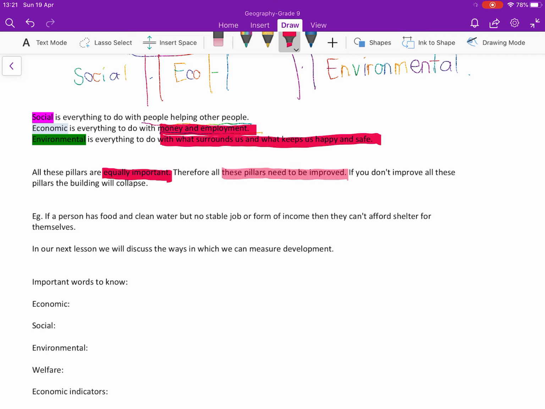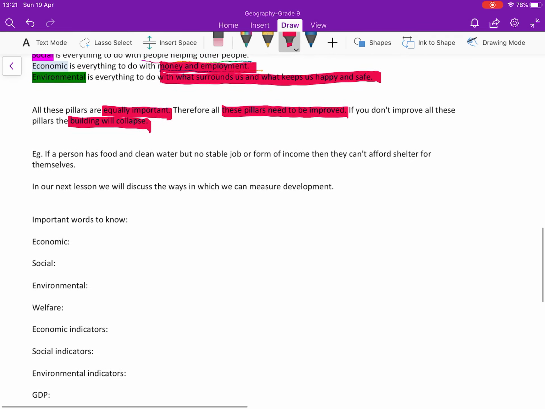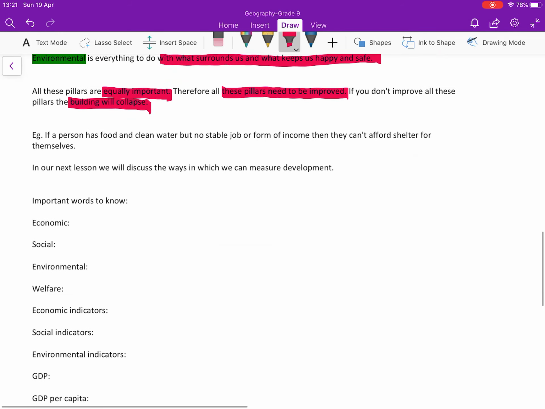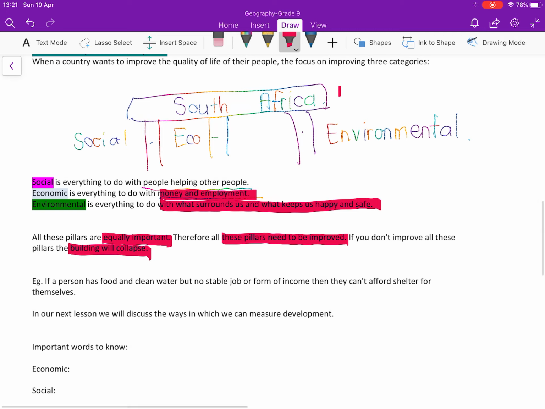Therefore, all these pillars need to be improved. If we don't improve all the pillars, our building, which is our country, according to our drawing over here, will collapse. So it is important that we look at each one of these pillars, and there are certain indicators that we're going to look at later on, and it's mentioned in your book. Indicators under each one of these pillars, how we can evaluate how strong a pillar is.